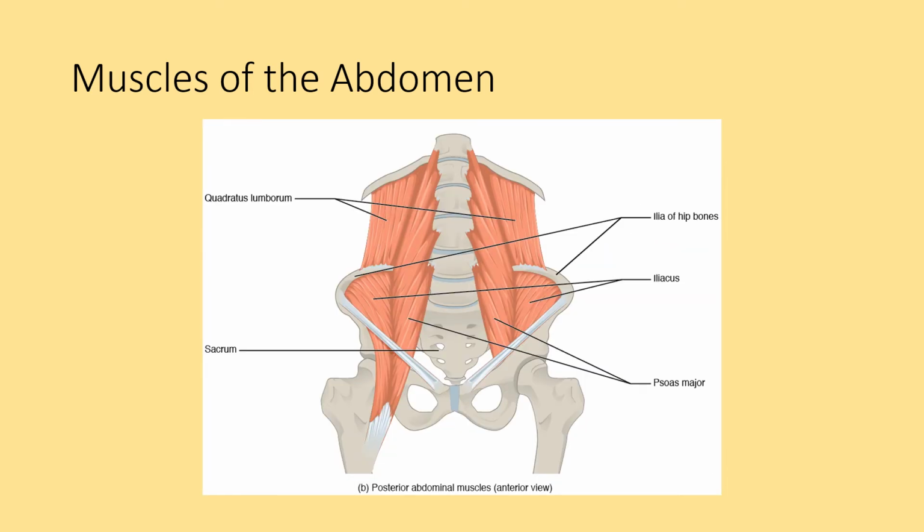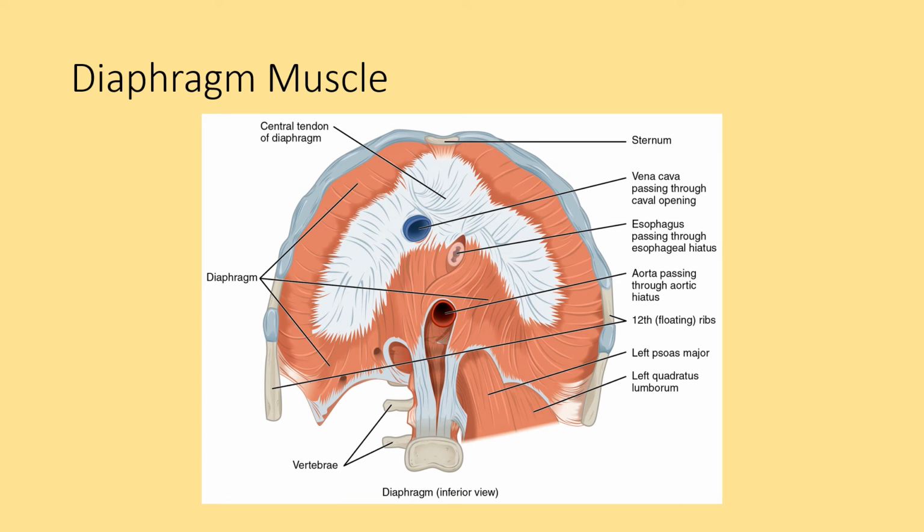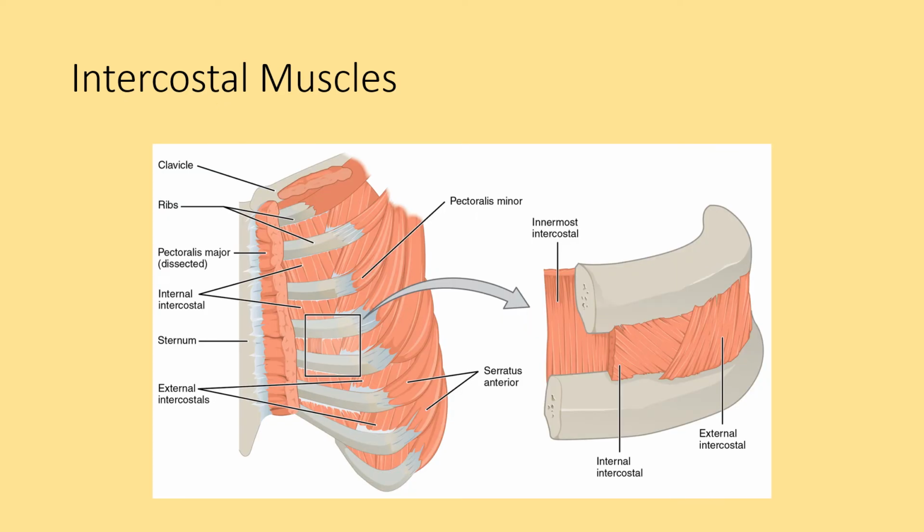Another view of some of your more internal muscles. The diaphragm is a muscle. Remember, that's the muscle that is separating your thoracic cavity from your abdominopelvic cavity. You do have blood vessels such as the descending aorta and your inferior vena cava that have to pass through that. The esophagus has to pass through it. So there are openings that allow for that.